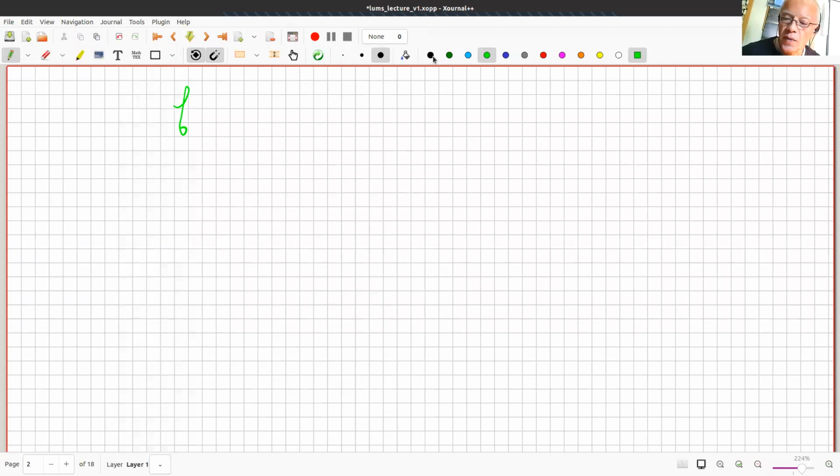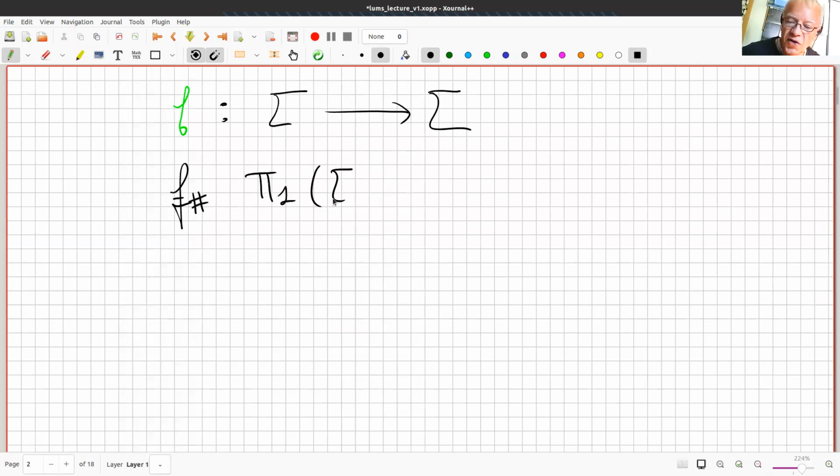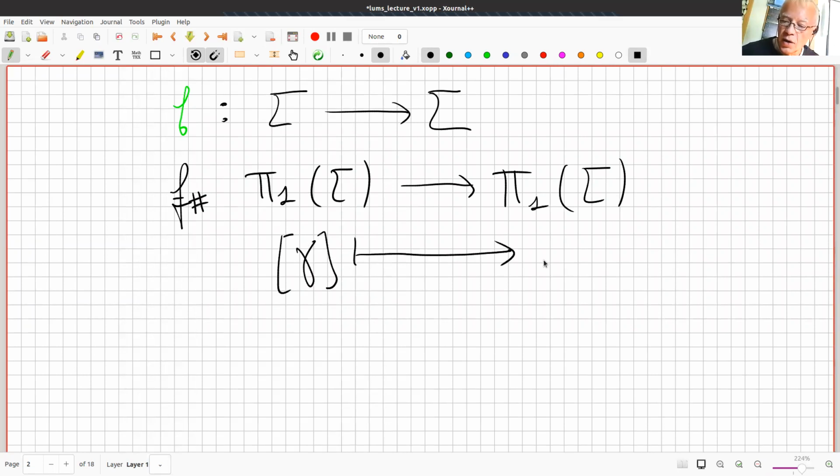Okay, whatever. F from sigma to sigma. This means you will have F star. So if you want to have F sharp from pi 1 of sigma to pi 1 of sigma, you just compose. So this means you take gamma, which is a loop, and you go to F composed with gamma. So this is an action. And F star will be the abelianization of this.